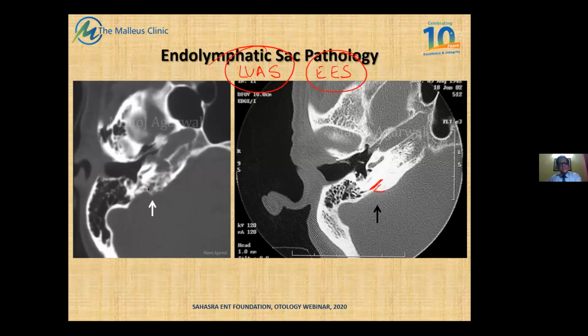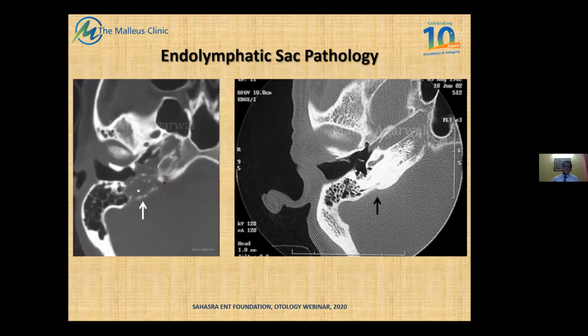It's locally invasive. What is more important is it erodes the bone in an irregular fashion, and once again there is intralesional calcification. Whereas if it had been an enlarged vestibular aqueduct, it would have been a smoother enlargement here, somewhat like this. This isointense shadow would have extended inside like a smooth shadow, a smooth appearance, and it would not have any of these intralesional speculation.